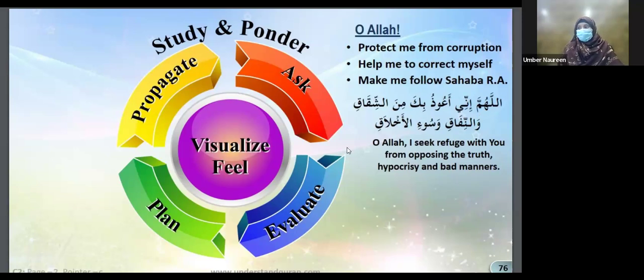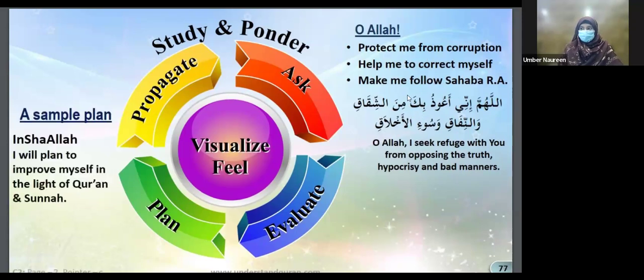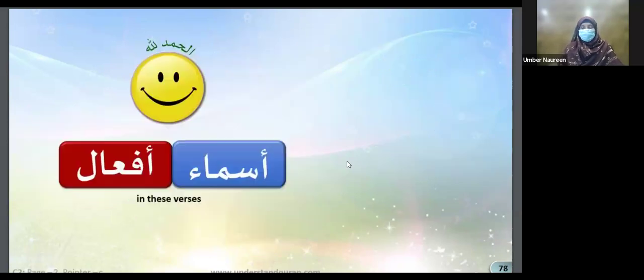And this dua we can recite: Allahumma inni a'udhu bika min ash-shiqaqi wan nifaqi wa su'il ikhlaq. This is a very easy dua and we can learn and memorize it. O Allah, I seek refuge with You from opposing the truth, hypocrisy, and bad manners. And inshallah, I plan to improve myself in the light of Quran and Sunnah.